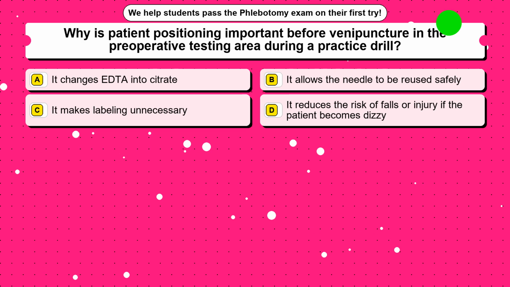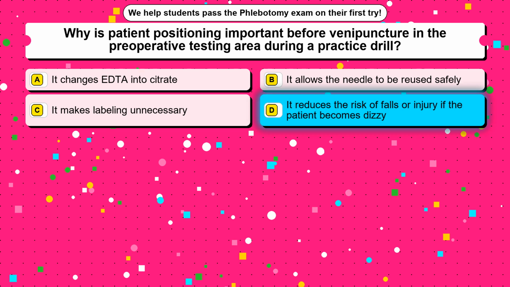Question 76. Why is patient positioning important before venipuncture in the preoperative testing area during a practice drill? Option A. It changes EDTA into citrate. Option B. It allows the needle to be reused safely. Option C. It makes labeling unnecessary. Option D. It reduces the risk of falls or injury if the patient becomes dizzy.